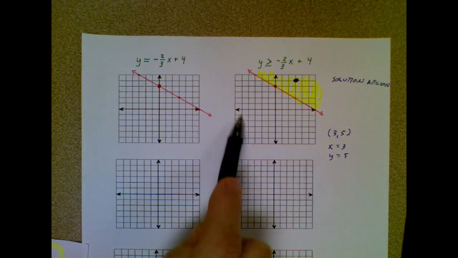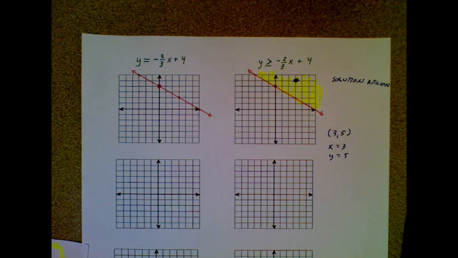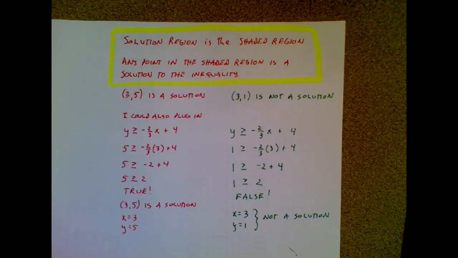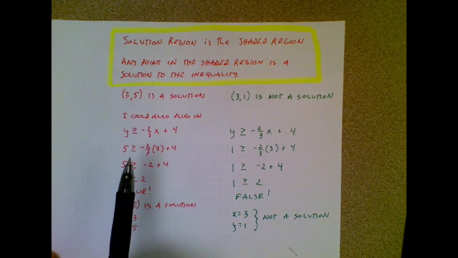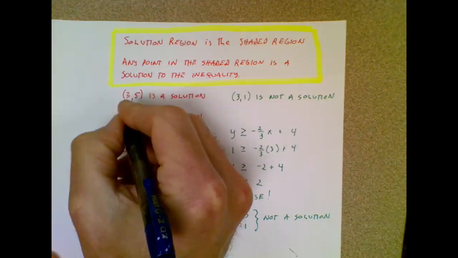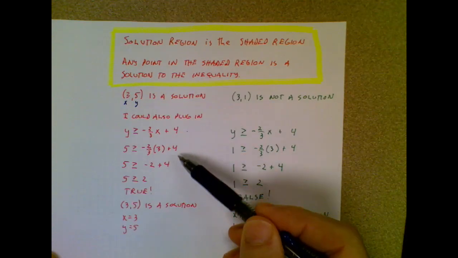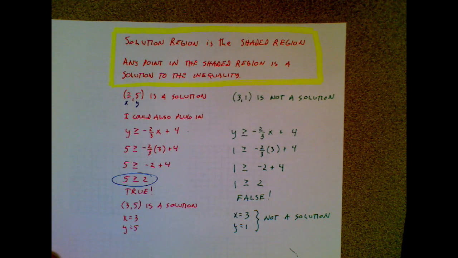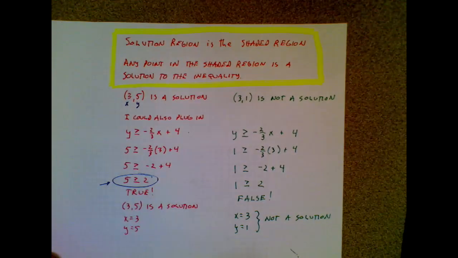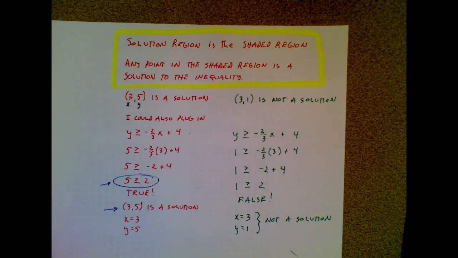Any point not in the shaded region makes that inequality false. I'll show you. The point 3, 5 that I was just talking about was in that shaded region. If I take the x equals 3 and the y equals 5 and plug it into the inequality that we were given, eventually I work it down to a true statement. And remember, when you do something like that to check your work in math, if you get a true statement, you know that you have a solution.